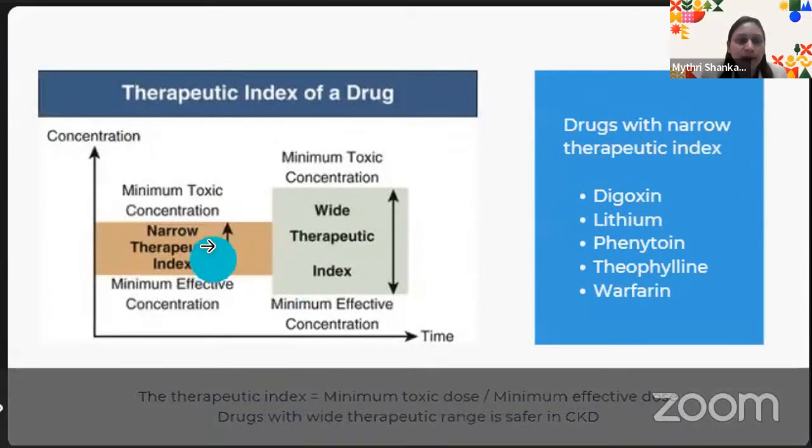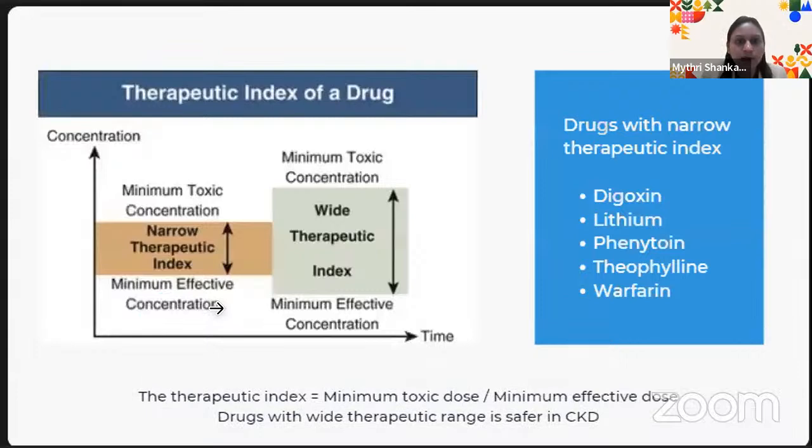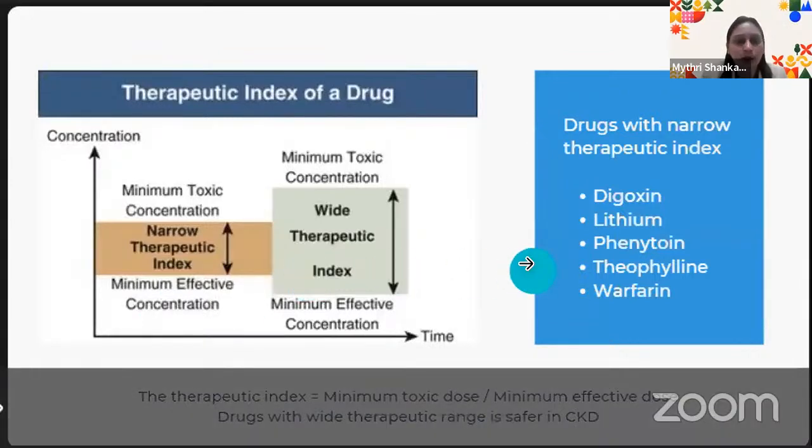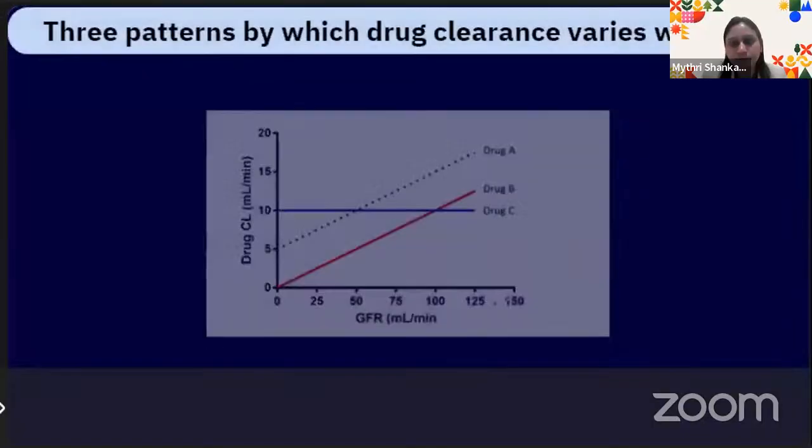So this is the therapeutic index of the drug, that is between minimum toxic concentration and minimum effective concentration. Drugs with narrow therapeutic index like digoxin, lithium, phenytoin, theophylline, and warfarin are better if they are avoided in patients with kidney disease. Therapeutic index is calculated as minimum toxic dose divided by the minimum effective dose, and drugs with wider therapeutic range are always safer in patients with chronic kidney disease.